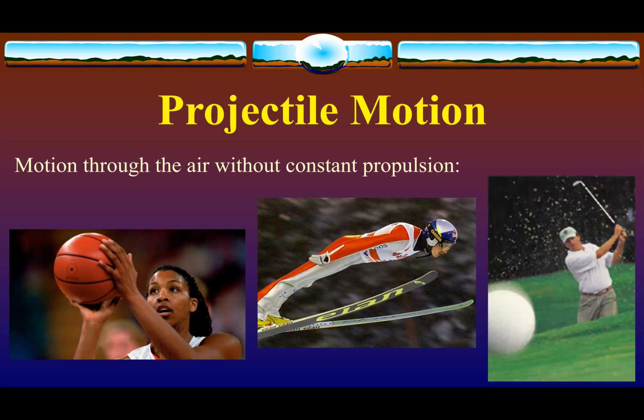Another example would be hitting a golf ball. After the ball's been hit and it's flying through the air, it's a projectile. There's nothing driving the ball anymore other than its own inertia. So it's got inertia because it's in motion. It's going to stay in motion after it's been hit.